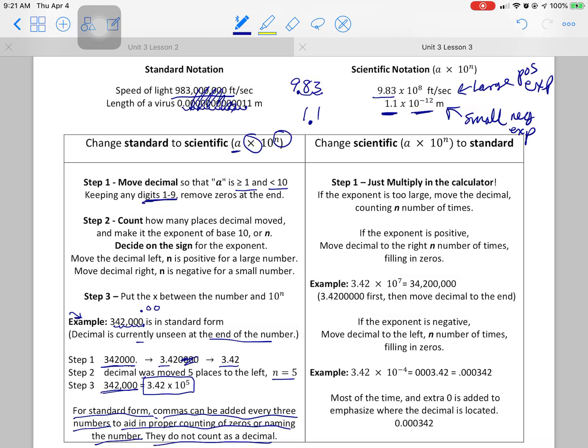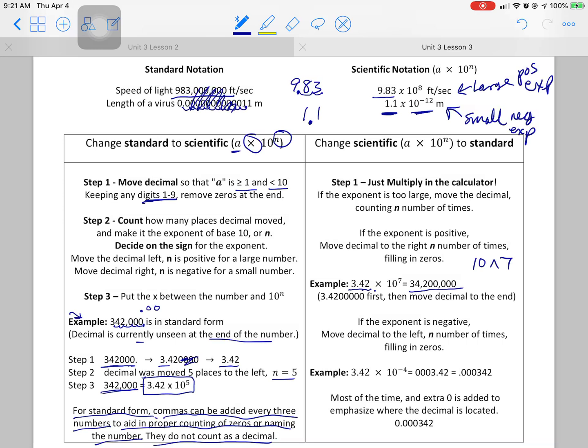Okay. And if you had to go back the other way, if an exponent is too large, let's see, what is this for? Oh, scientific back. Okay, just multiply in the calculator, if your calculator will do it. Do 3.42 times 10 to the 7th power. And it should give you this really big number without the commas, okay?